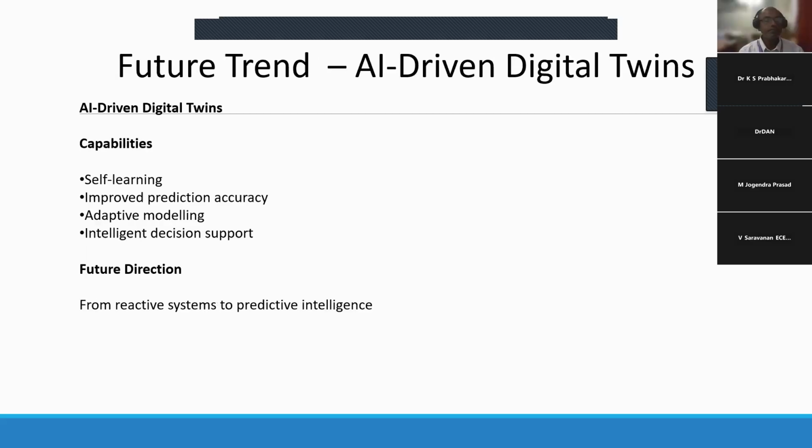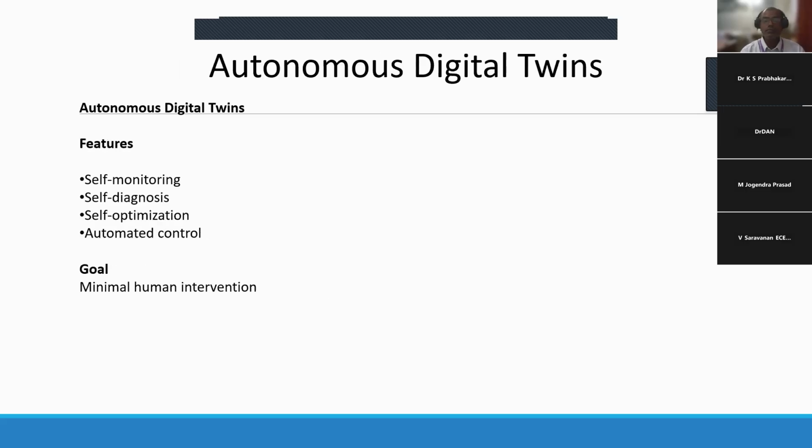So nowadays people are going towards future trends. Some of these are AI-driven digital twins, where people are trying to increase the capabilities through self-learning, intelligent decision support, and adopting new models. In that way, it is moving from a reactive system towards predictive intelligence in the future.